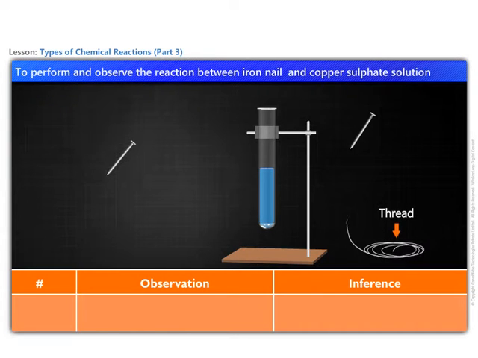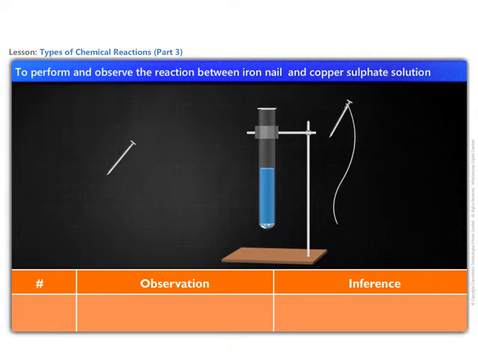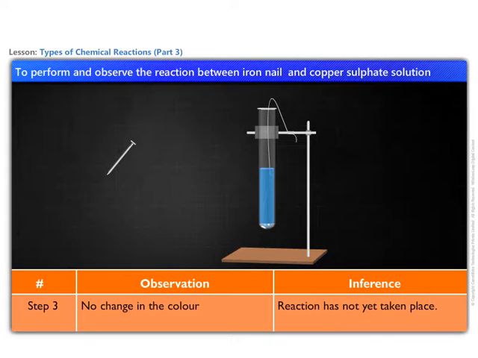Tie a cleaned iron nail with a thread and immerse it into the solution in the test tube. Tie the other end of the thread to the stand. We observe that there is no change in color. What do you infer? Reaction has not yet taken place.